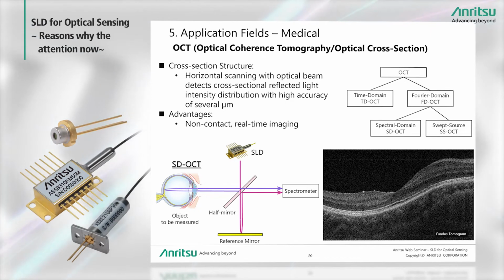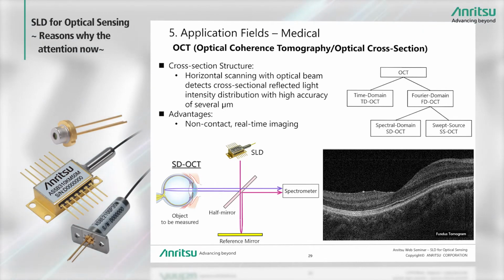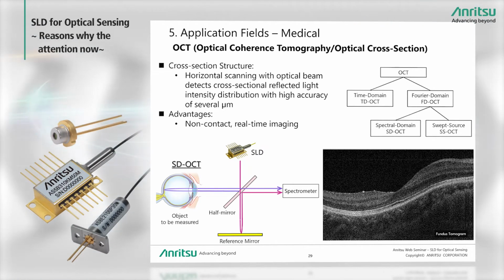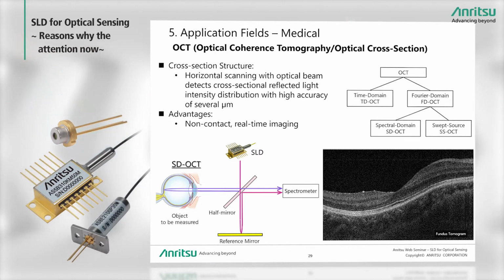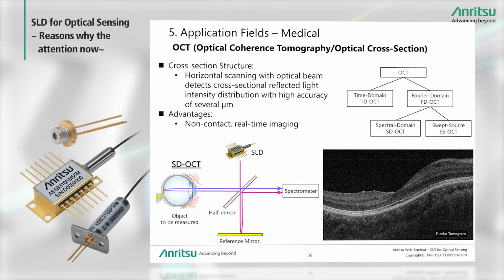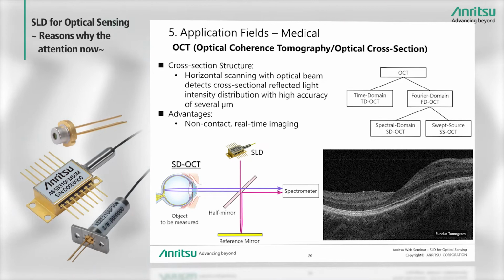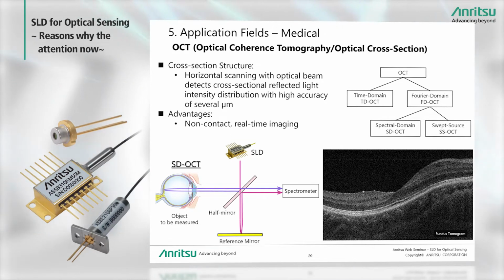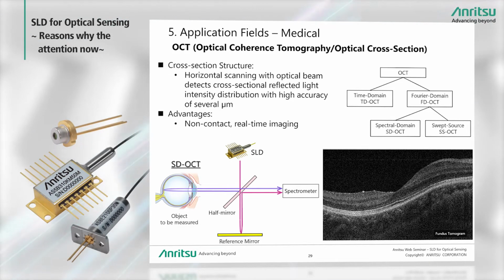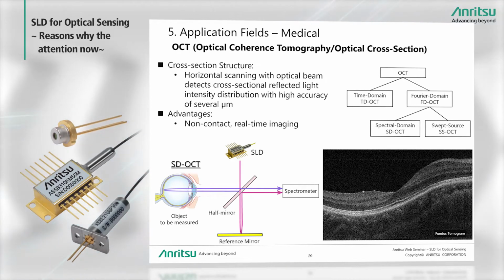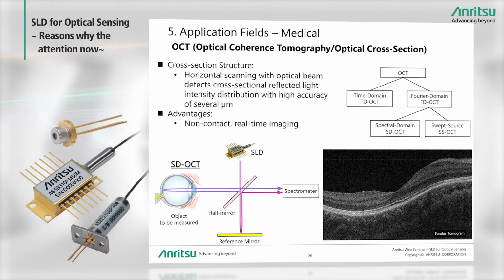The photograph at the bottom right shows a cross-sectional image of the retina with the fundus at the center measured by our SLD. This can be used to clearly observe a separated retina. As explained previously, using an SLD with a wide spectral width and short coherence length supports high-resolution observations.